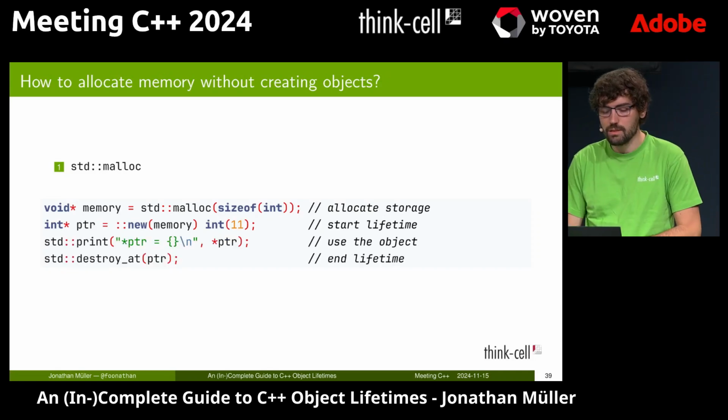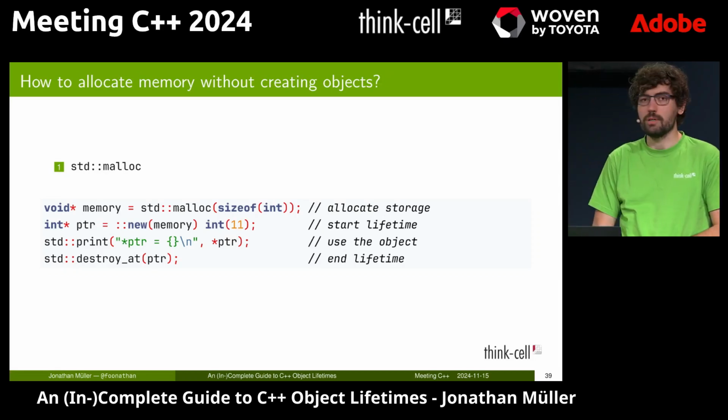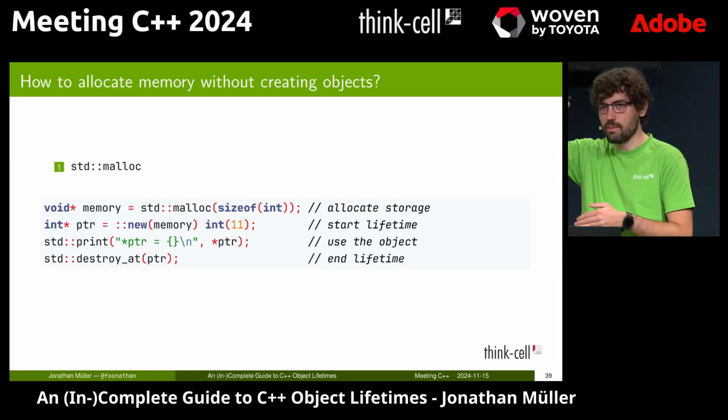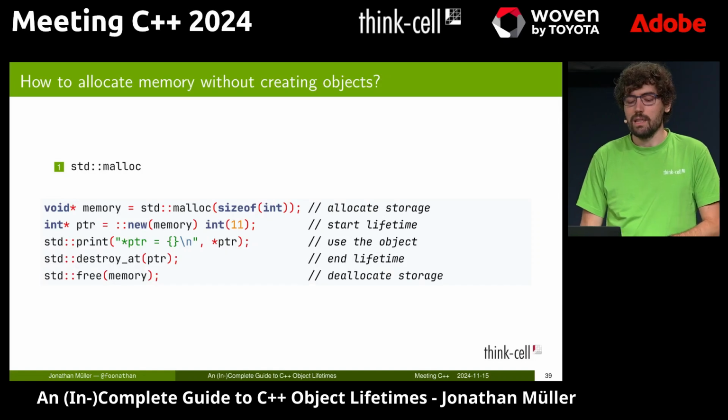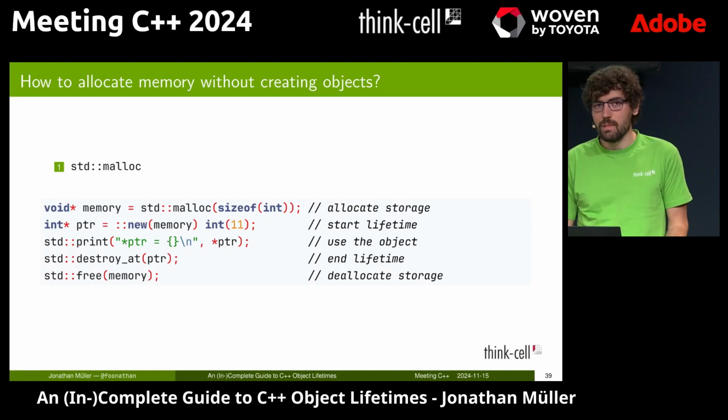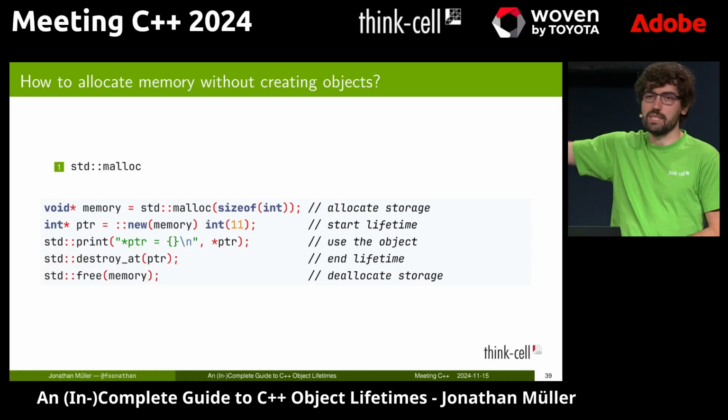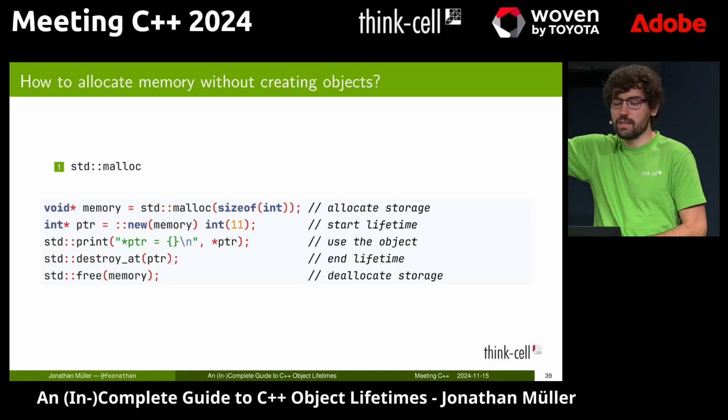And then we can use it. When we're done, we end the lifetime by calling destroy, because you can't write tilde int. And then we free the memory and deallocate the storage. Now we have full control over the entire lifecycle. We do every step of the object lifecycle completely by hand.